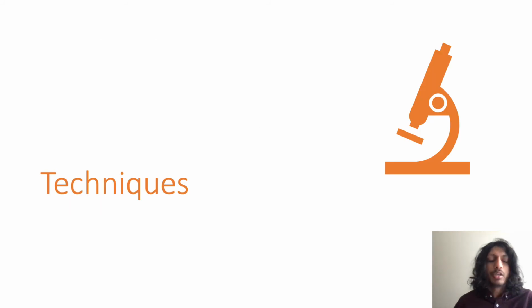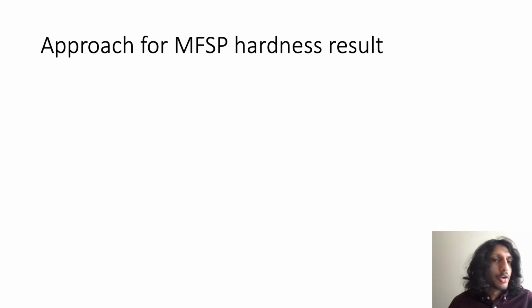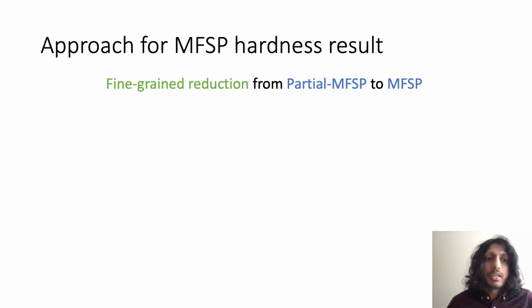Okay, so I only have a few minutes left, so I am just going to very briefly go over some of the techniques we use in this paper. In particular, I want to just mention our approach for proving the MFSP hardness result, and it works by giving a fine-grained reduction from the partial function version to the total function version.